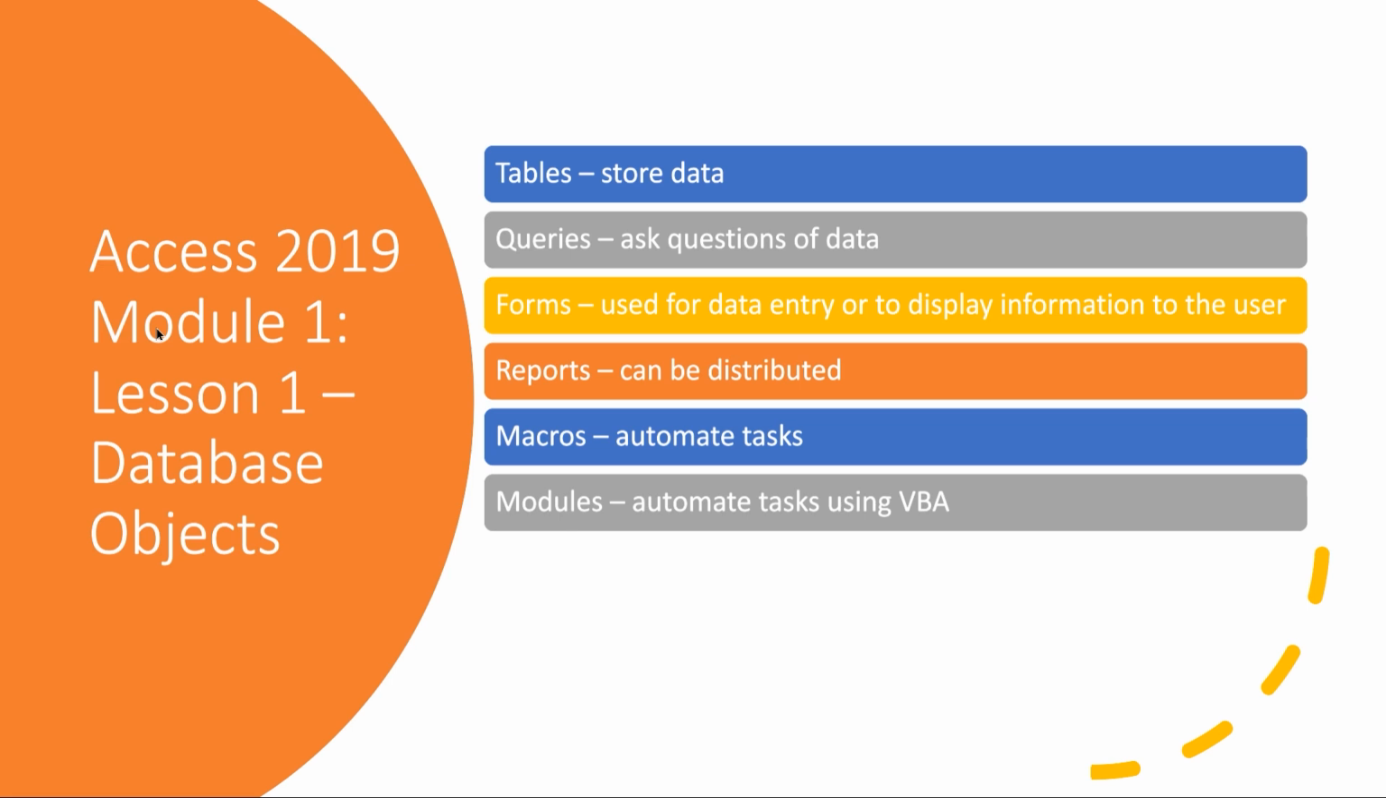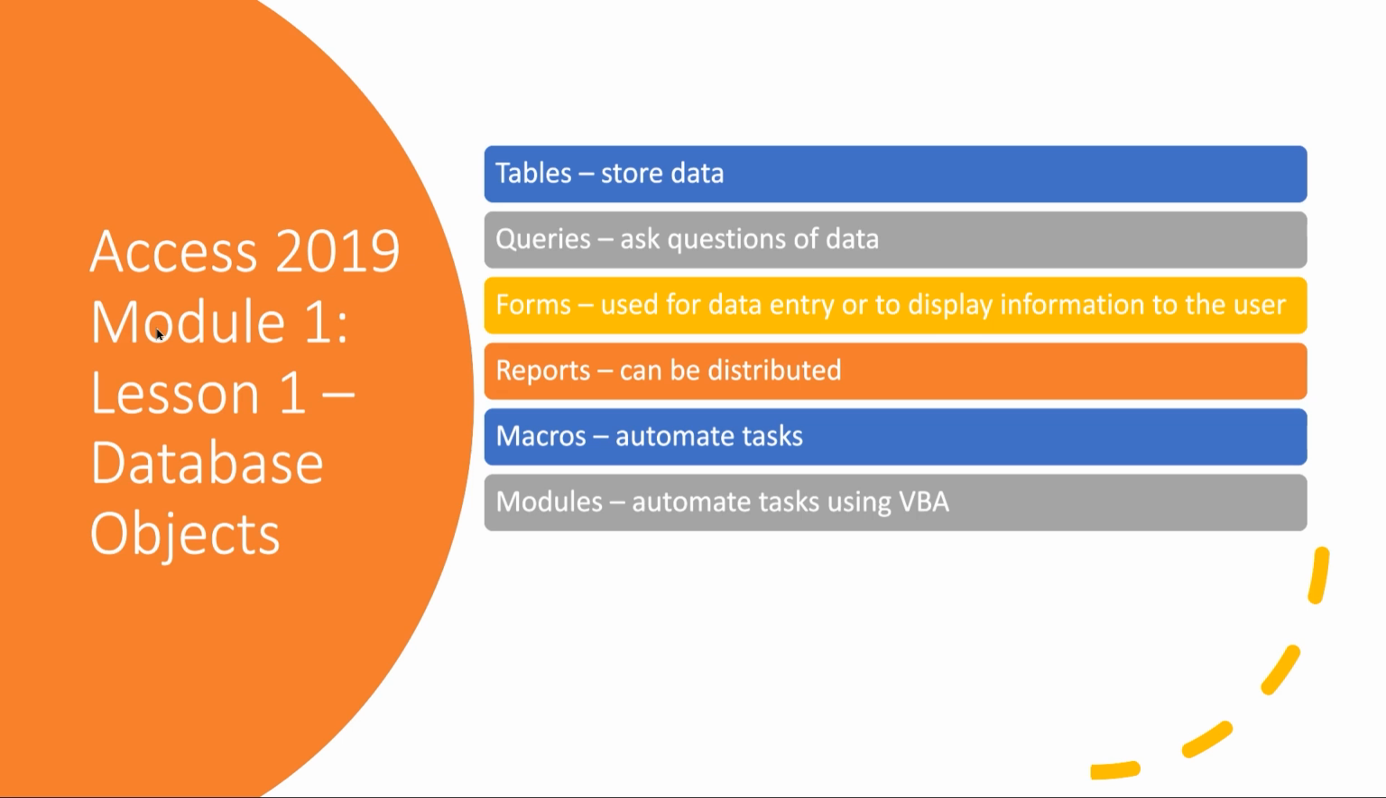You can use forms for a variety of purposes. They can be used for data entry or to display information to the user. When we first got into the Access database, the Northwind database, it was a form that displayed that told us to go ahead and click Enable Content. Your database reports can be distributed. Macros in Access, just like they do in other Office programs, automate tasks. And the modules in Access automate tasks using the Visual Basic for Applications programming language.